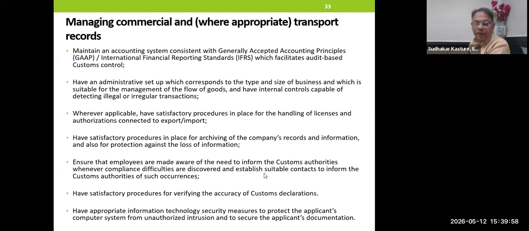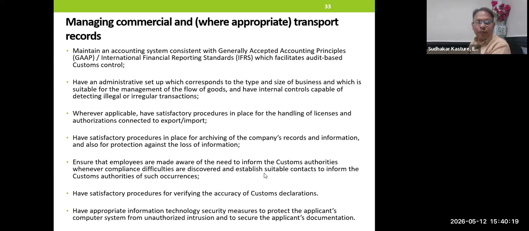Ensure that employees are made aware. Employees को सब बताया जाए. Also inform customs authorities wherever required. अगर आपको कोई compliance difficulty है, to bring it to their notice, seek for what best can be done. Establish suitable contacts to inform the customs authorities.